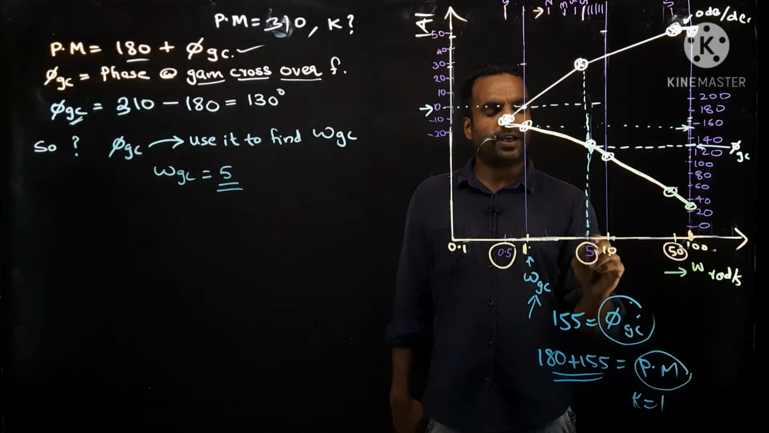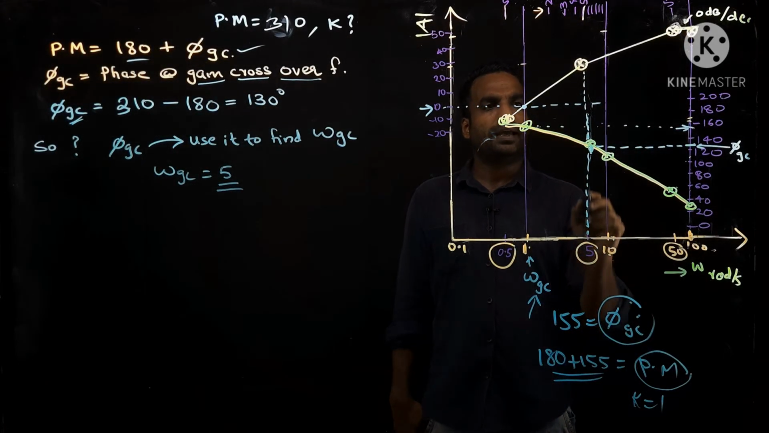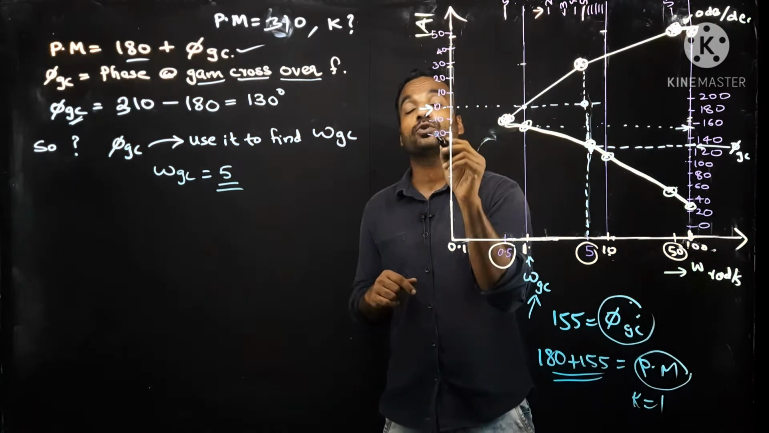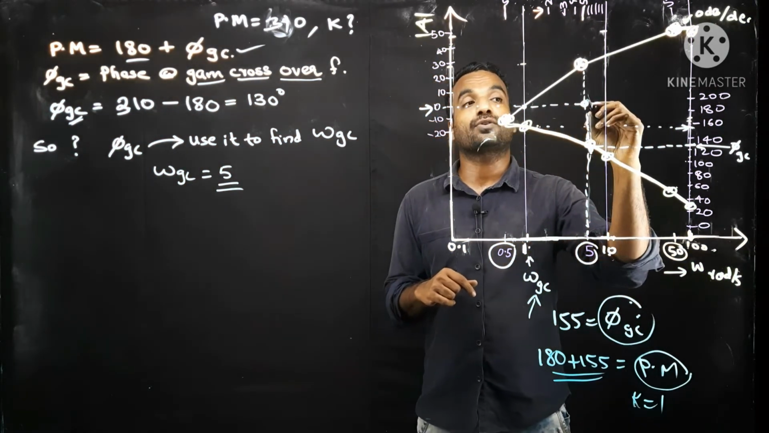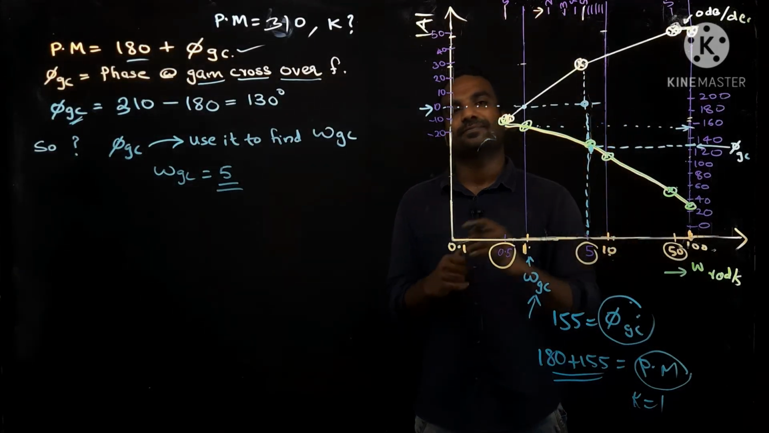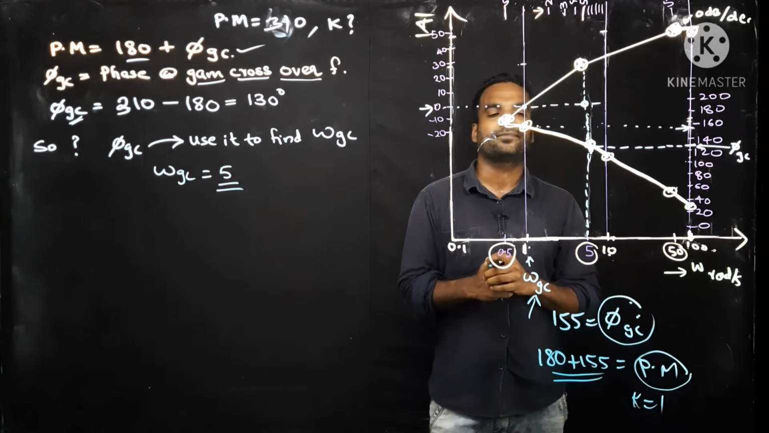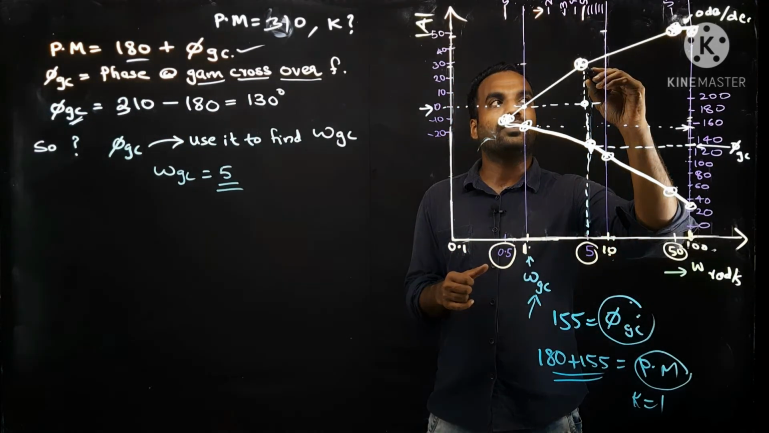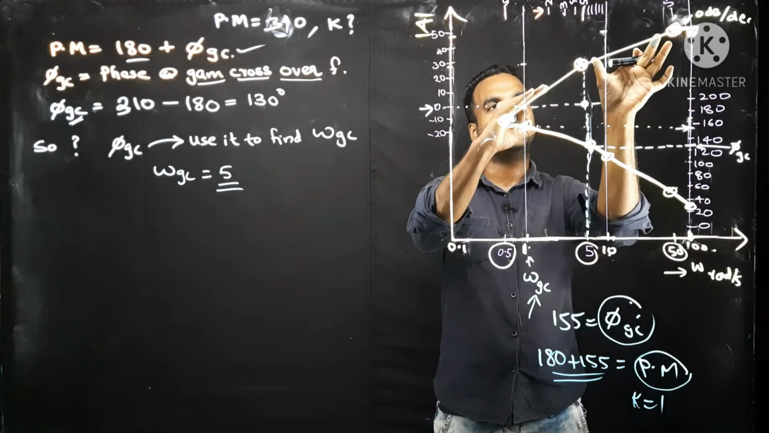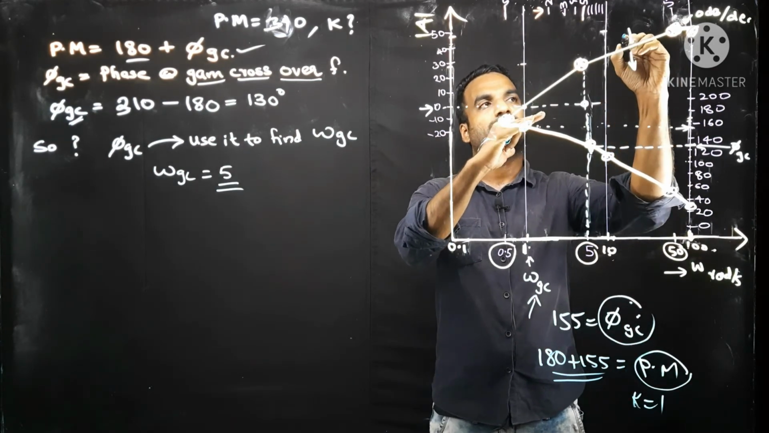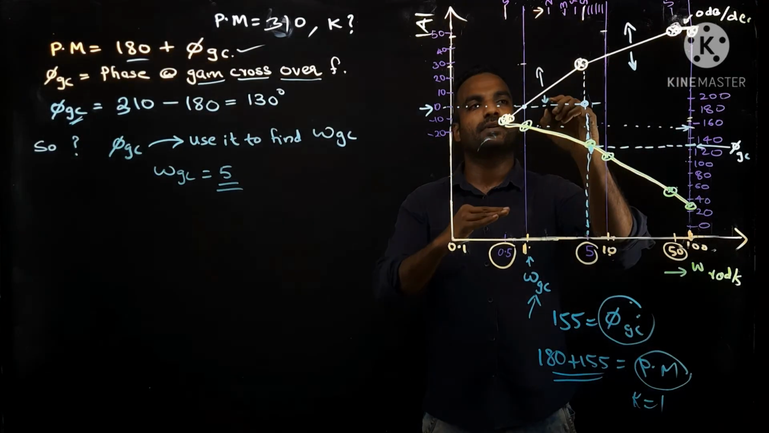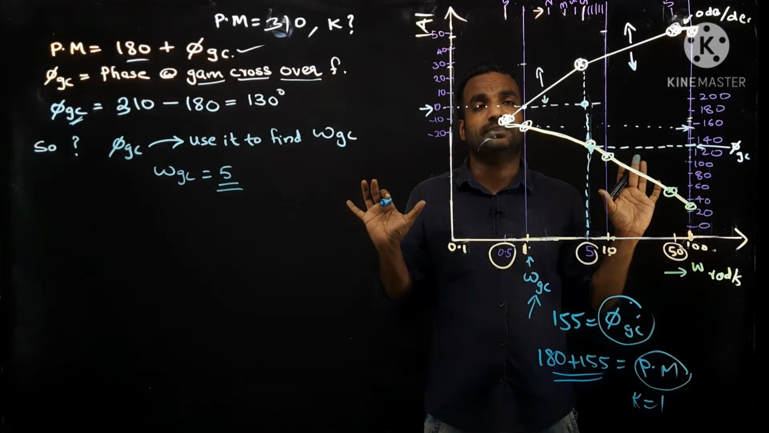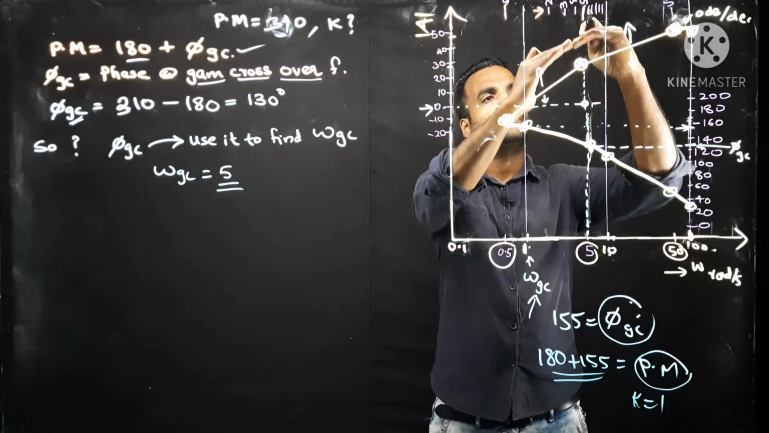Okay, now I know 5 is the omega GC, and at that point, as it is omega GC, gain crossover should happen. But actually gain crossover is not happening here. What is the meaning? Actually, when we vary the value of k, the same shape will move upward and downward. When we vary the value of k, the shape will not change. The same shape will move upward and move lower.